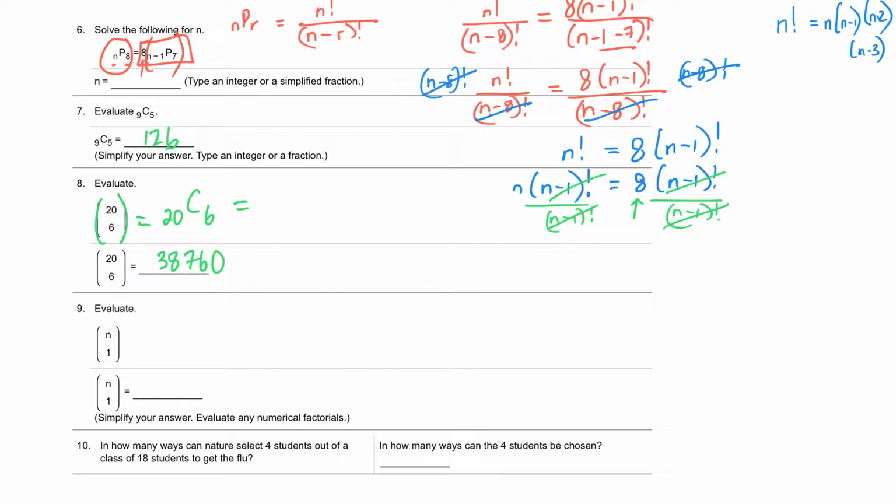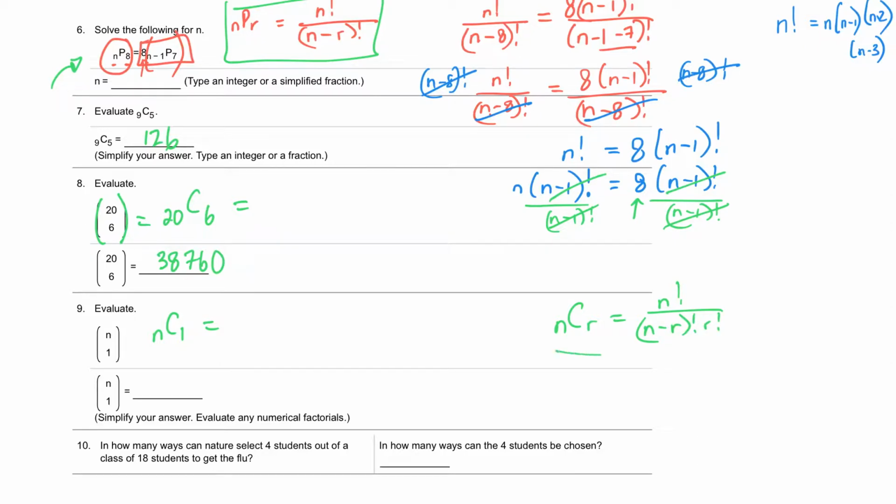Question 9 is similar to this one up here, which is evaluate that. So that's just saying n choose 1. What is that equal to? And it says evaluate any numerical factorials. So I can use my formula. This is the nPr formula. There's an nCr formula that looks like this. So I'll just write over here, n choose r will be n factorial over n minus r factorial r factorial.